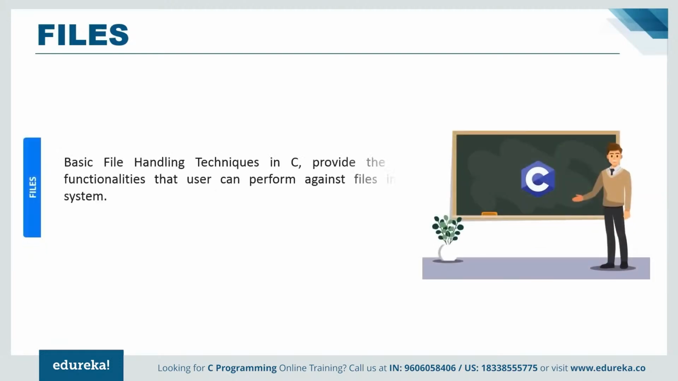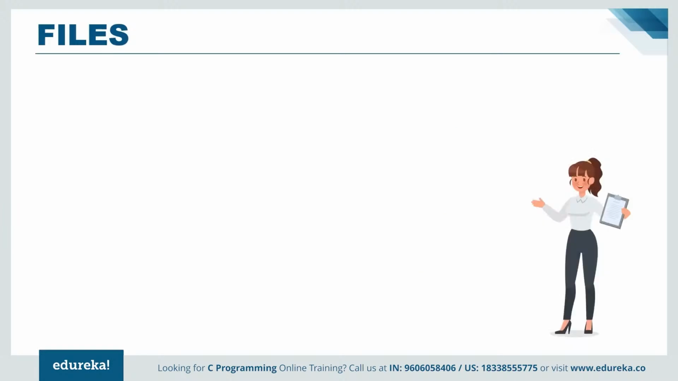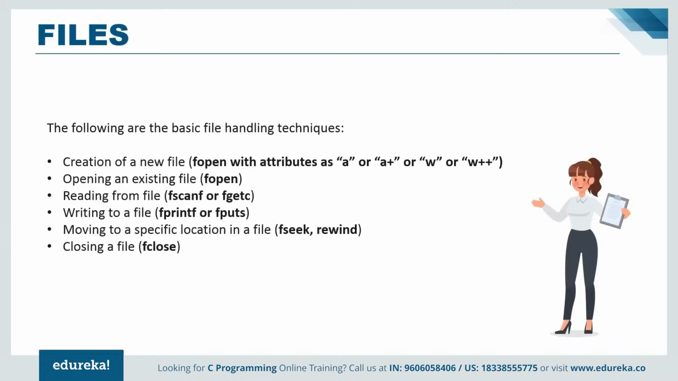Followed by this we have files. Basic file handling techniques in C programming provide the basic functionalities that a user can perform against files in the system. Now let us understand this in a much better way. The following functionalities are the basic file handling techniques. To create a new file, use fopen with attributes A+, W or W+. We shall understand this in detail in the upcoming concepts.